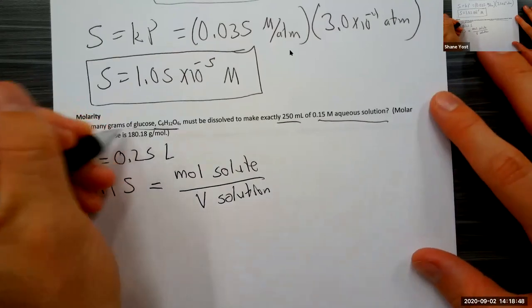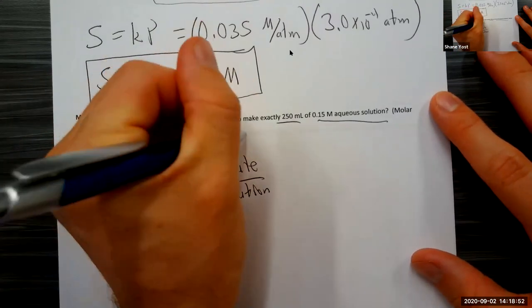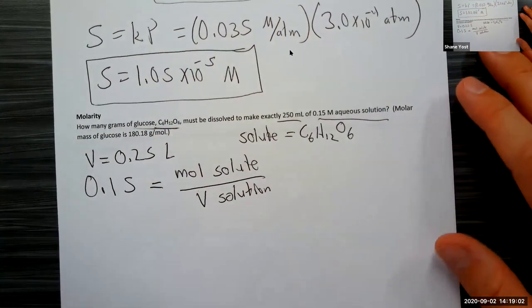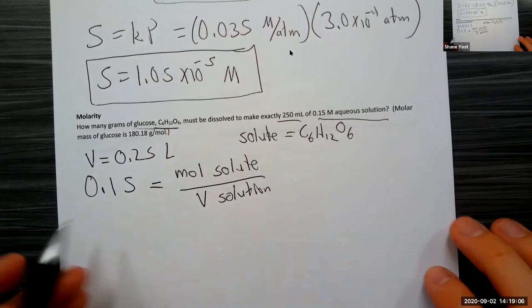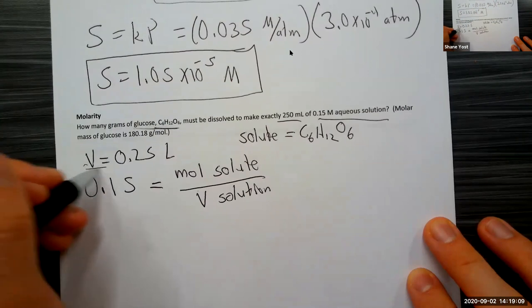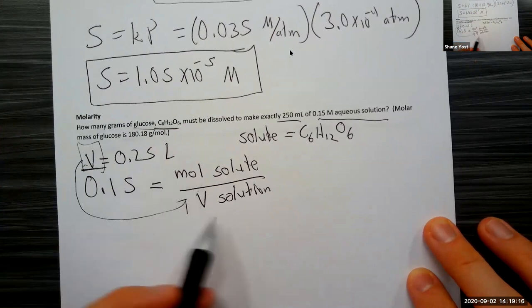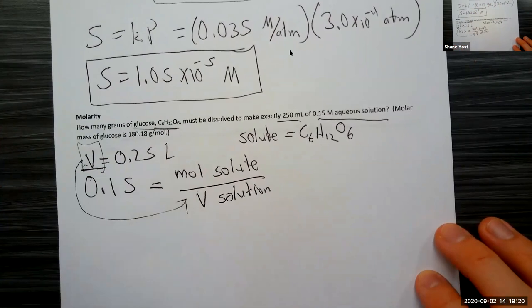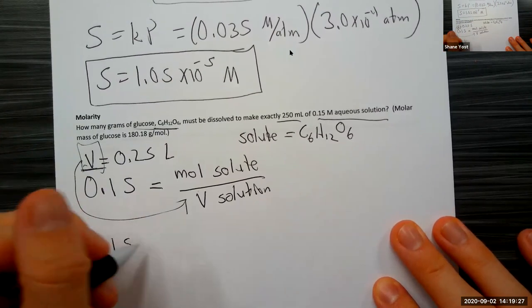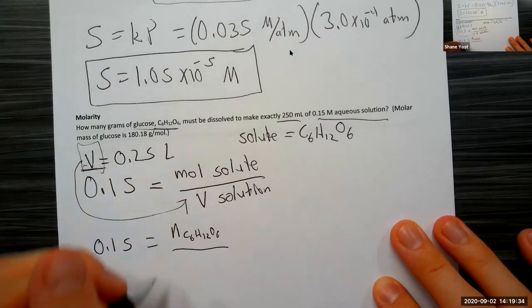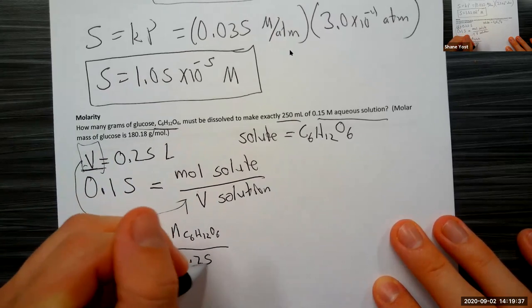Here, we're looking for the mass of glucose. Our solute in this problem is glucose, C6H12O6. I have my volume here, so I can plug it in and use the fact that the ratio of the moles of my solute to the volume of solution is equal to 0.15 to find the moles of my solute. So 0.15 equals n of C6H12O6, the number of moles of that, divided by the volume of my solution, which is 0.25 liters.